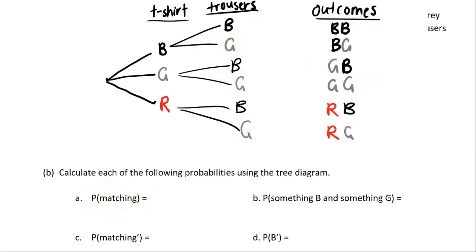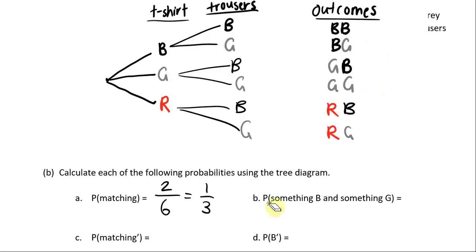So matching black trousers and black t-shirt, matching grey trousers and grey t-shirt. So we have a look at the outcomes where the clothing is matching. So black, black, that's matching. And grey, grey is matching. We have two matching options. So 2 out of how many possible outcomes? 1, 2, 3, 4, 5, 6. 2 out of 6. 2 out of 6 of these outcomes are matching. Matching black and black, matching grey and grey. We always write our probabilities as fractions in simplest form, so that simplifies to 1/3. There's a 1 in 3 chance that the randomly selected outfit will be a matching outfit.